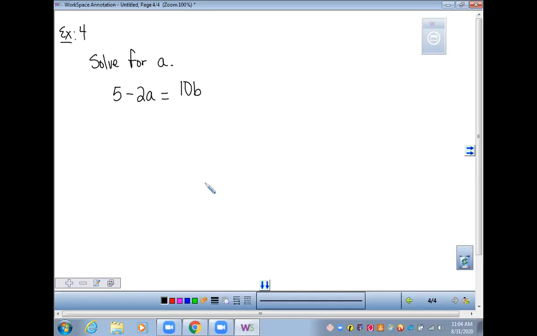Subtract 5. Very good. Minus 5. So I bring down my minus 2a. Are 10b and 5 like terms? No, so I'm just going to rewrite them just like that: 10b minus 5. Okay, still trying to get a by itself. How are we going to do that? How are we going to get rid of that negative 2?